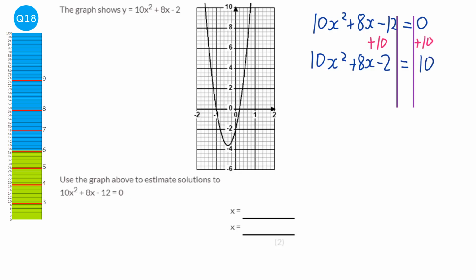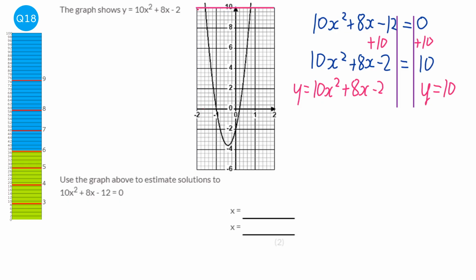Now, we've already got this line drawn for us on this graph. And so all we need to do is draw this line. So we've got y equals 10x squared plus 8x minus 2 drawn for us. We just need to draw this line, which is y equals 10, and see where they cross over to find the solutions. So y equals 10 will be all the way up at the top. Let's just make sure I get it nice. There we are. I need to move that up a little bit. There we are. And let's read off the values that gives us.